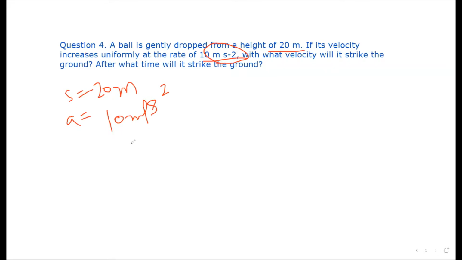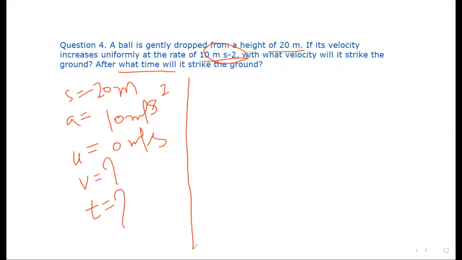So when we drop something, we have learned that if we drop something from a height, in such a case, the initial velocity is 0 meter per second. And when it strikes the ground, it will have some velocity, which we have to find out. And also one more thing we have to find: time. But again, remember, we have to use an equation in which only one thing is unknown, not two. Don't make this mistake, otherwise you will not be able to get it.